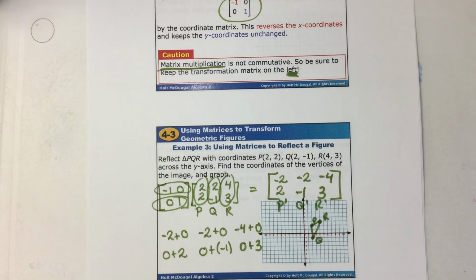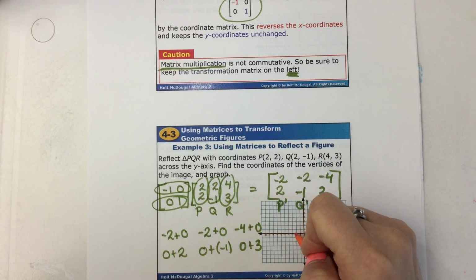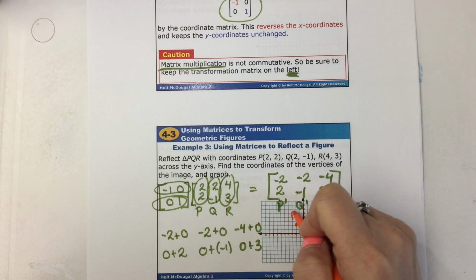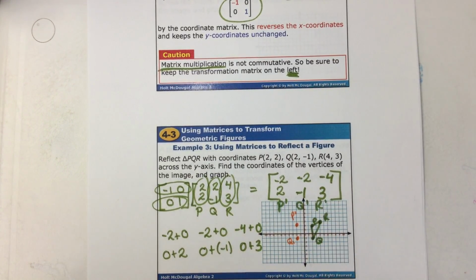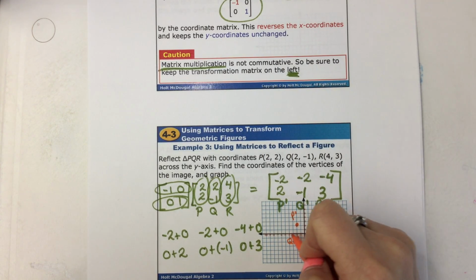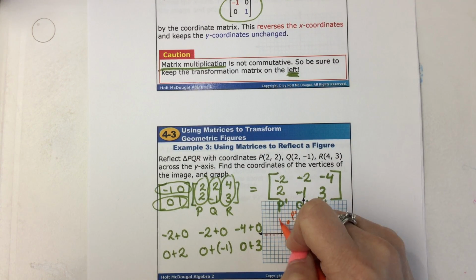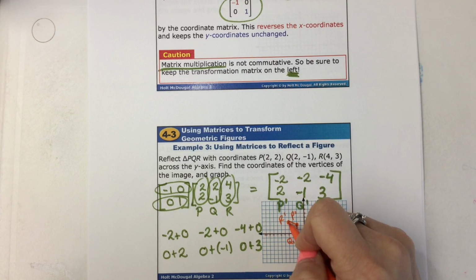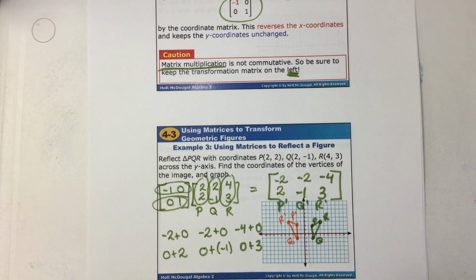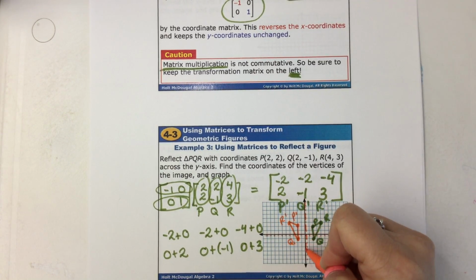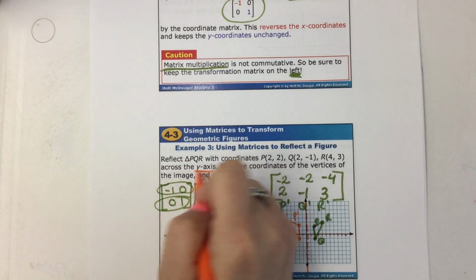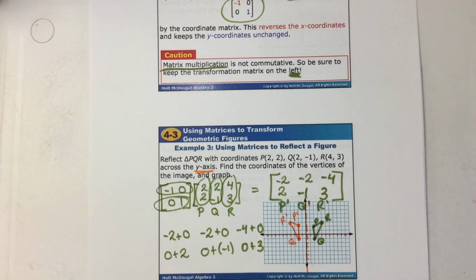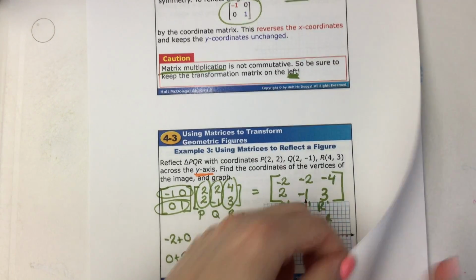Now we graph them on the same grid. So if I go to the left 2 and up 2, this is P prime. If I go to the left 2 and down 1, this is Q prime. If I go to the left 4 and up 1, 2, 3, this is R prime. Connect them, same shape, same size. What happened is it reflected, so it became a mirror image over the y-axis. Let's look at a few more.